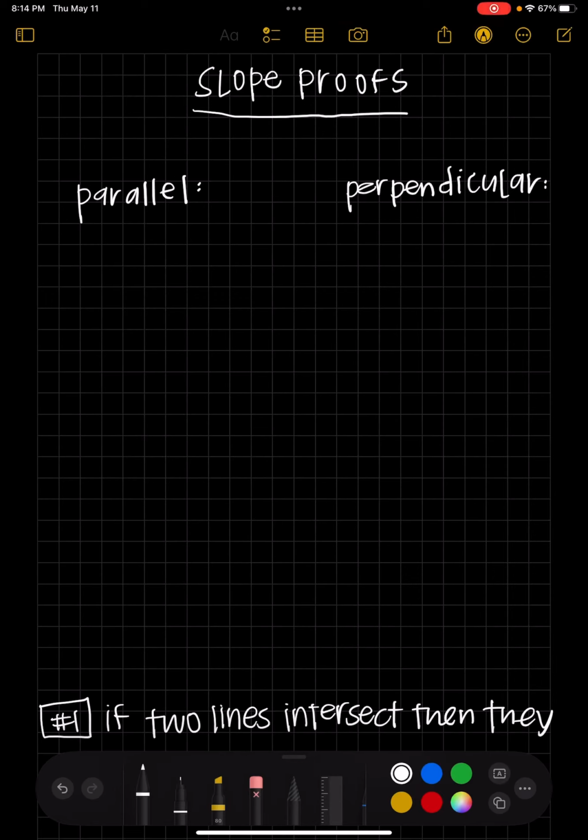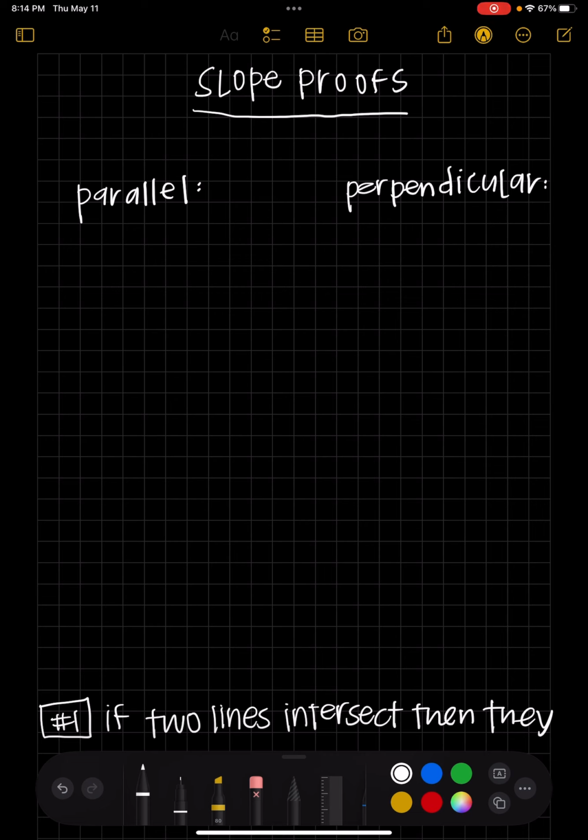Hi everyone, so today we're going to start a new unit, and this unit is all about proofs. There are several different kinds of proofs in math, but basically what it means is that we are going to prove that the math works, or that one thing is equal to the other, or that one thing is not equal to the other.